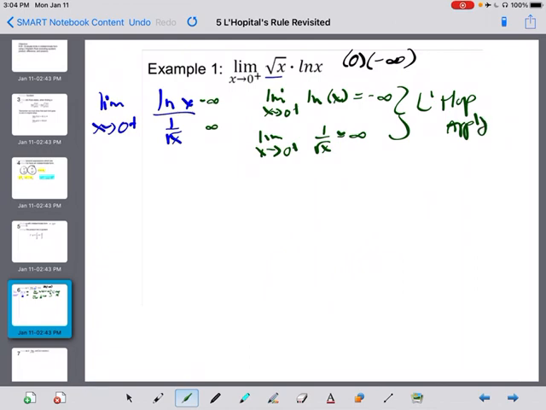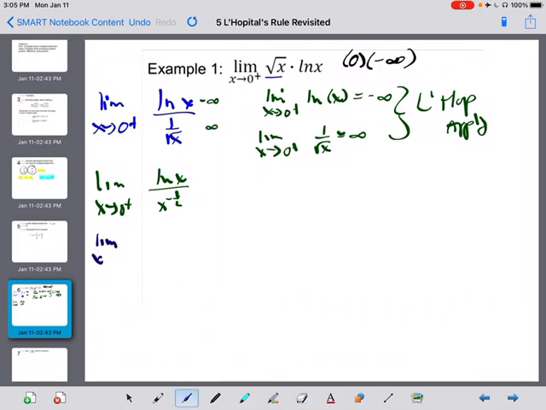The first thing I'm going to do is write this for some convenience: the natural log of x over x to the negative 1/2. Now I will use L'Hopital here, and I will now have the limit as x approaches 0 from the right, and this is going to be 1 over x, and as a matter of fact, we need to take d/dx.